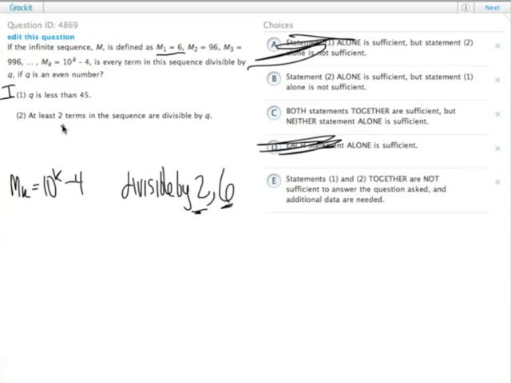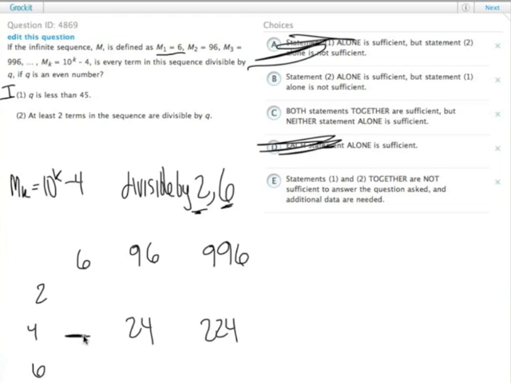Statement 2 tells us that at least 2 terms in the sequence are divisible by q. So luckily the problem gives us 3 numbers: 6, 96, and 996. We know that it's divisible by 2. We know that it's divisible by 6. And so we still need to figure out some of the other possibilities. Let's try 4. If we divide 996 by 4, it equals 249. 96 divided by 4 is 24. 6 divided by 4, though, is not evenly divisible.